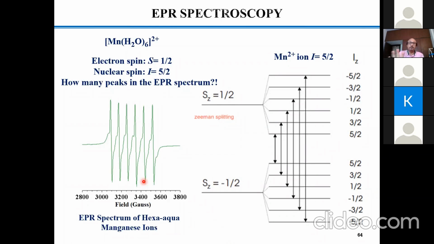So we are not talking about any complex situation right now. We're only talking about the most simple situation, that S equals half, as it is being shown. So low spin. Now for manganese, it is known already from the literature that I equals 5 by 2 and 100% abundance. So no way to miss it, like copper, like vanadium. And it is an octahedral compound.